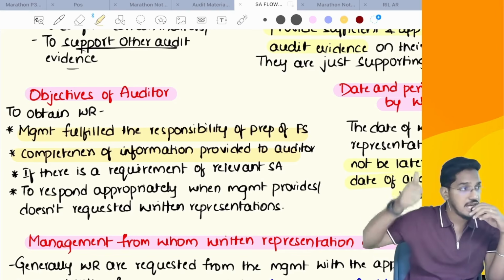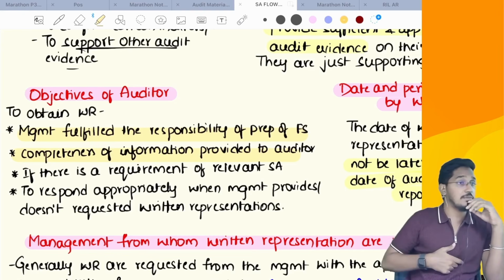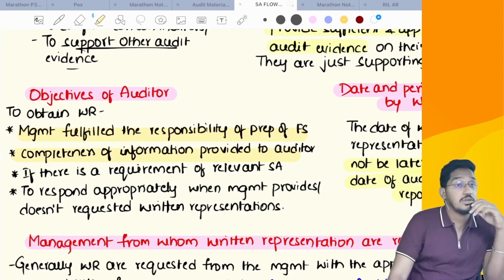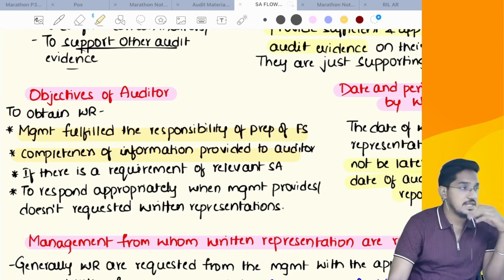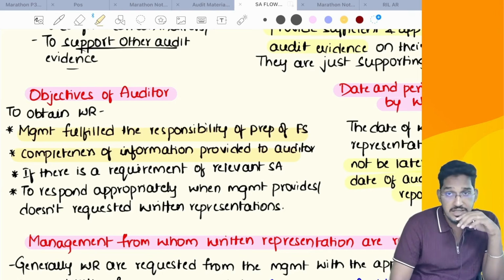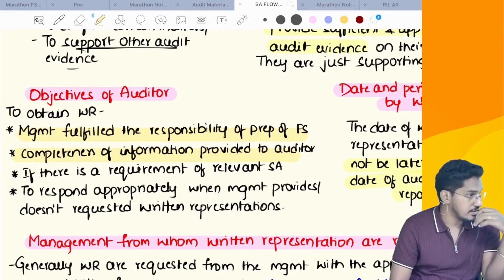Number 1, whether management has fulfilled their responsibility for the preparation of financial statements. Number 2, whether management has completely provided the information to the auditor. Third, where it is mandatory is if there is any requirement of another standard. If another standard asks you to get written representation regarding that matter also, you need to obtain it. Just now we have seen SA 501. There we have seen the second aspect, completeness of litigations and claims. There they have asked you to obtain written representation regarding completeness of litigations and claims. It is mandatory for you to obtain written representation in that matter. Similarly, in SA 570, they will ask you to obtain written representation regarding going concern. It is mandatory for you to obtain it.